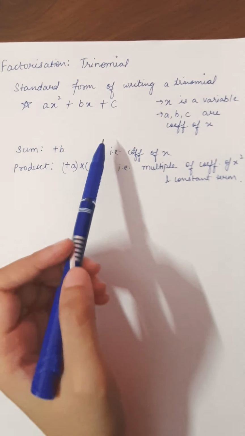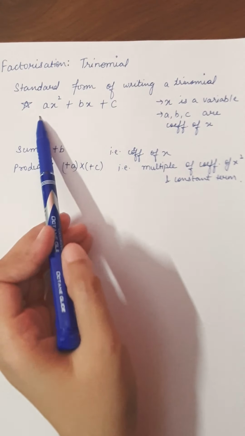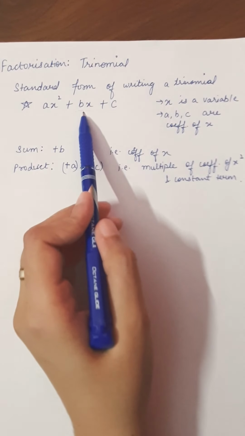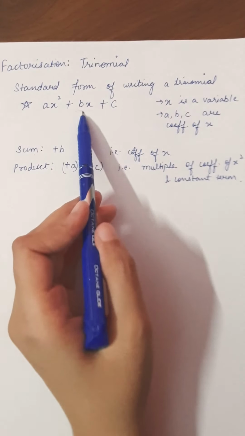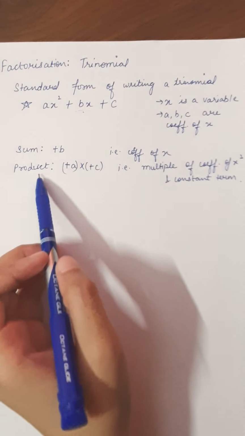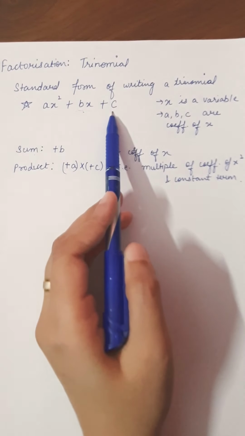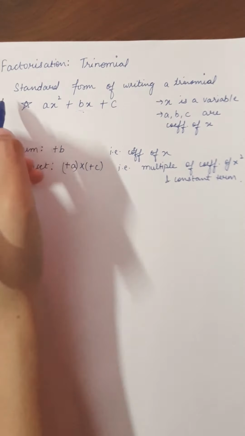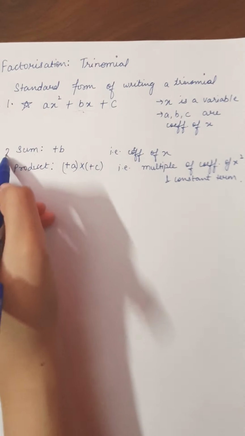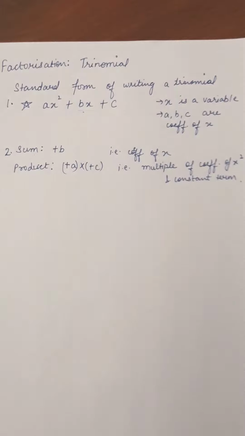Okay, now the next step is when we will factorize by splitting middle term. After converting into standard form, this middle term should be split such that the sum should be the coefficient of middle term, that is plus b here, and the product should be the product of first number and the last number with their respective sign. So step number 1 is this standard form, and step number 2 this. Now let's try with some questions.